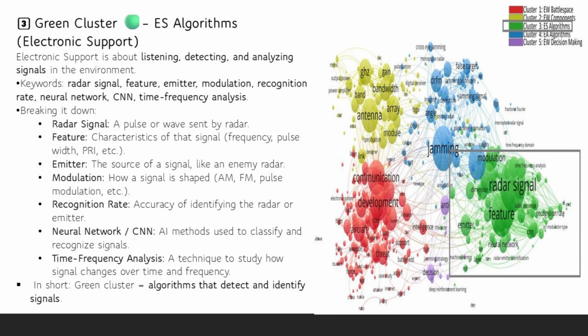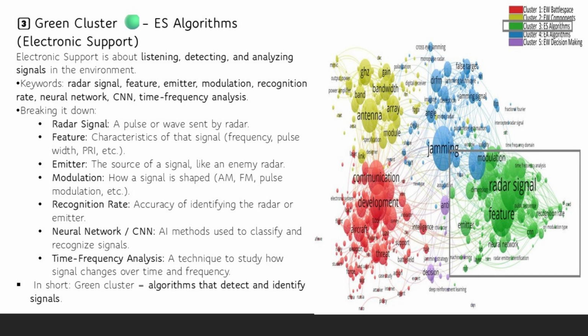Green cluster, ES algorithms, electronic support. Electronic support is about listening, detecting, and analyzing signals in the environment. Keywords: radar signal, feature, emitter, modulation, recognition rate, neural network, CNN, time frequency analysis. Breaking it down. Radar signal, a pulsed wave sent by radar. Feature, characteristics of that signal: frequency, pulse width, PRI, etc.